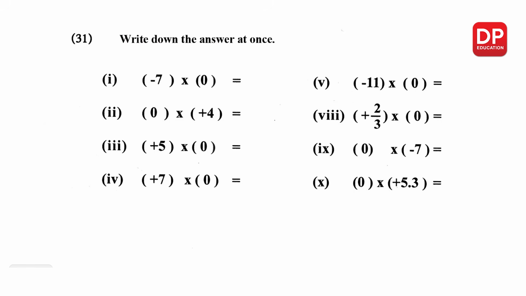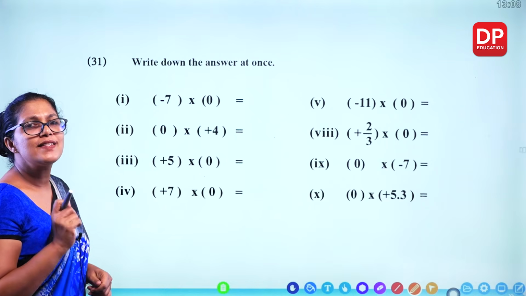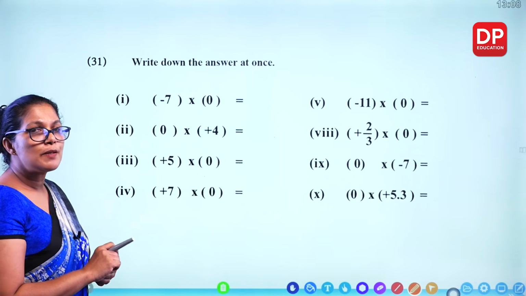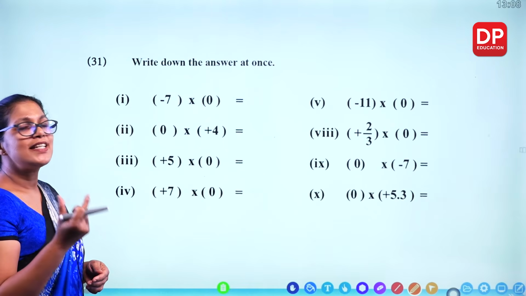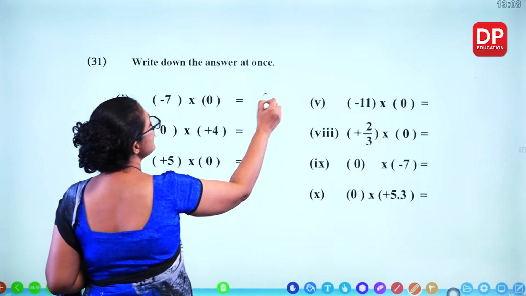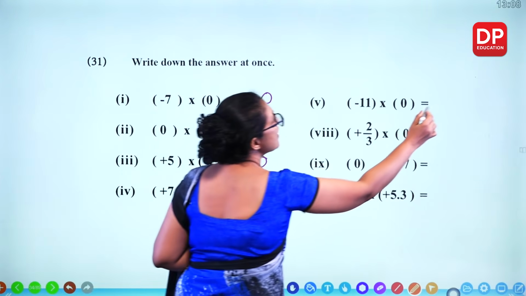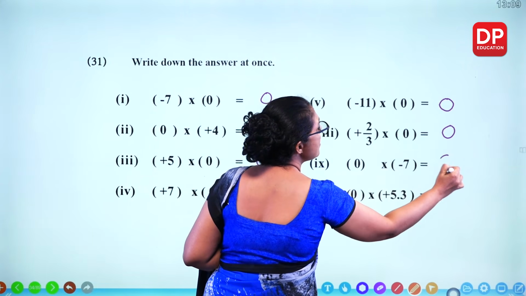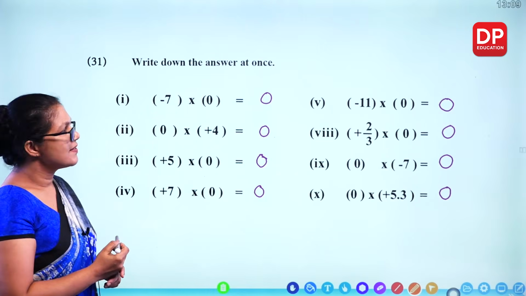Write down the answer at once. Look at all these questions. Multiply by 0. When you multiply any number by 0, what's the answer? You always get 0. So what are these answers? All these are zeros because you are multiplying by 0. Any number with 0 is always 0.